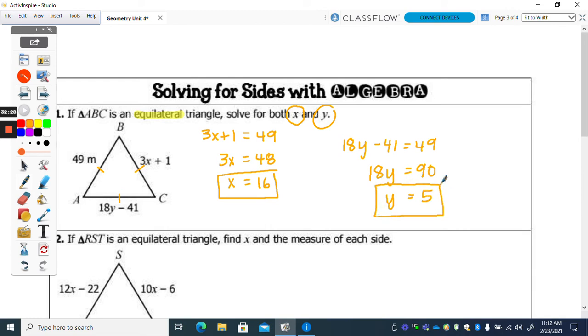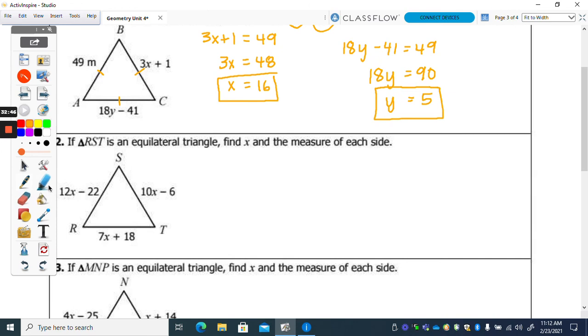So you have solved for both x and y. The next one says, if triangle RST is an equilateral triangle, so again, all sides are congruent, find x and the measure of each side.